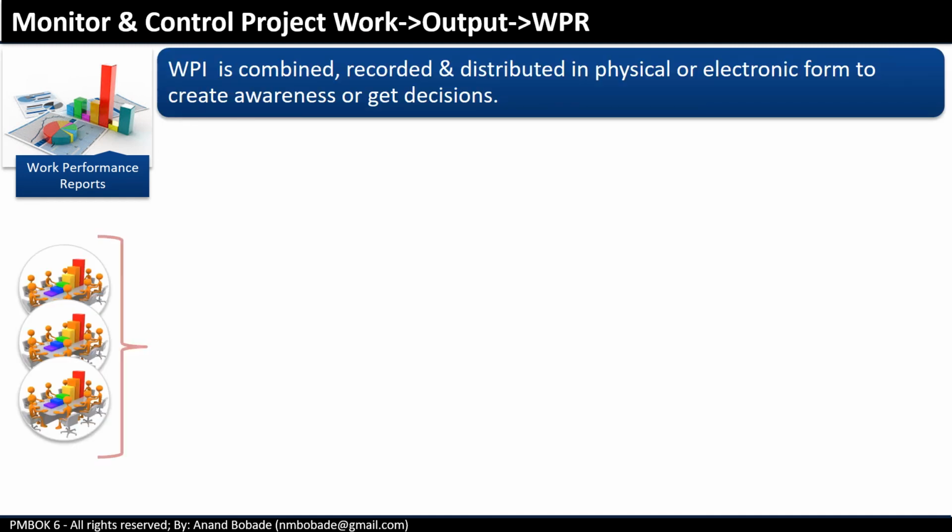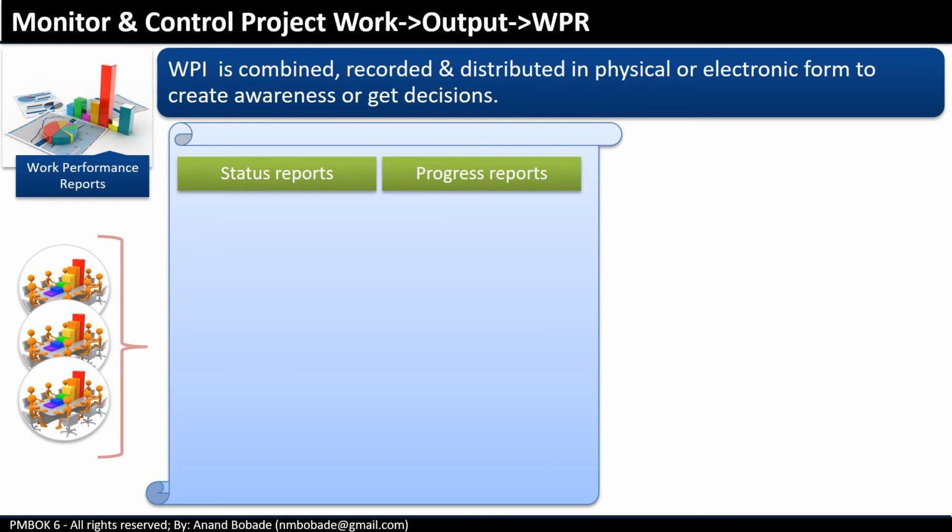Work performance reports. You know that work performance data is generated during the direct and manage project work process. This is then compared to the project management plan in control processes of various knowledge areas, which results in work performance information. Work performance information is combined, recorded, and distributed in physical or electronic form. For example, WPR includes status reports and progress reports.